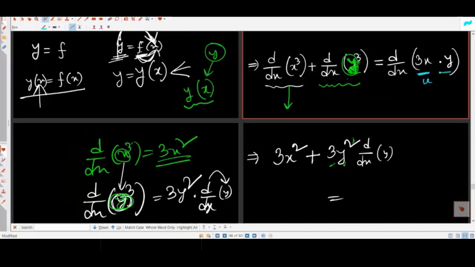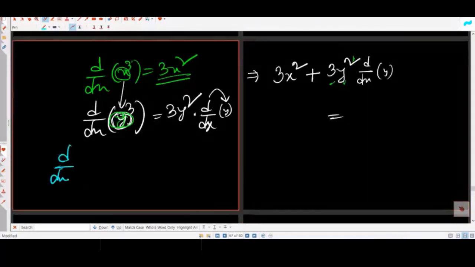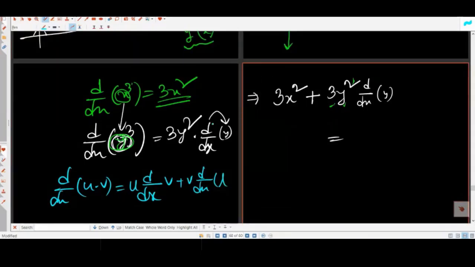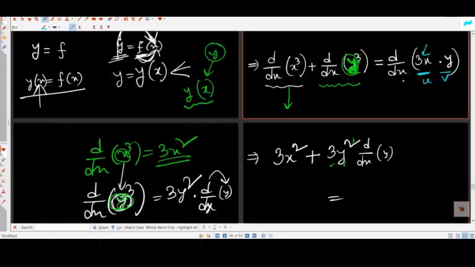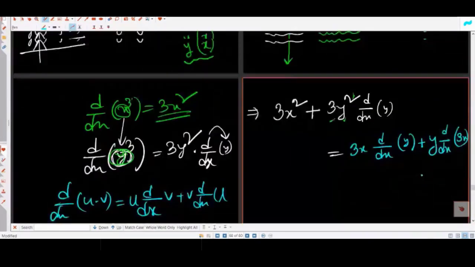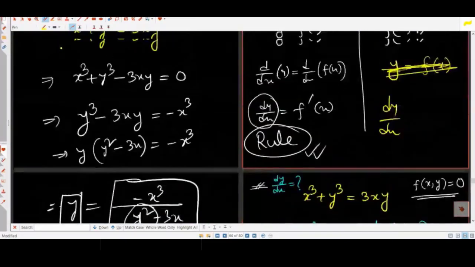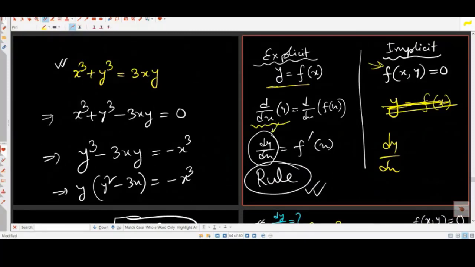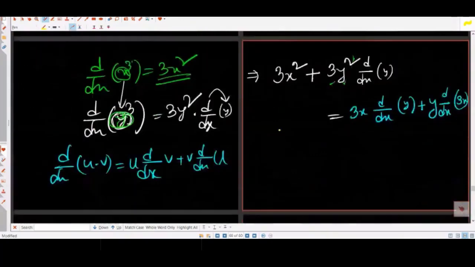On the right side, we have u times v. So let us consider 3x as u and y as v. So we know the product rule, that is, if we have d/dx of u times v, it will be u d/dx of v plus v d/dx of u. So if we apply the product rule here, then u d/dx of v plus v d/dx of u. So this is how we have expanded the previous part. You can see from here, the differentiation of y is written as dy/dx. d/dx of y is dy/dx.